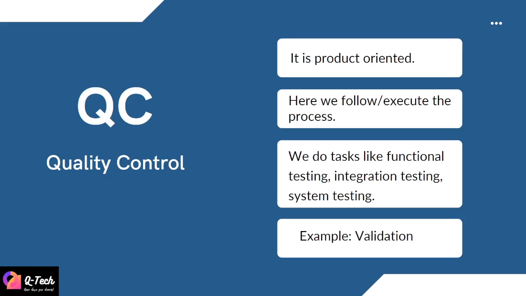So the main difference we learn between QA and QC is that QA is process oriented and QC is product oriented. In QC we follow or execute the process, and in QA we define the process. In QC we do the testing, meaning we execute that process. The best example for QC is validation, and the best example for QA is verification.